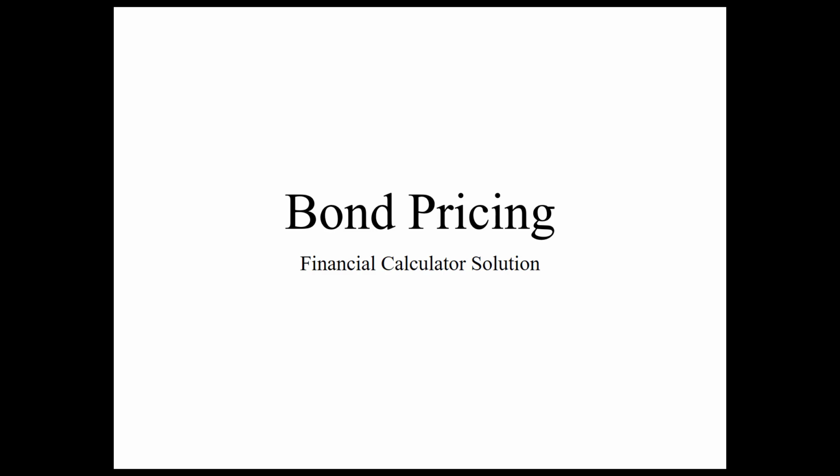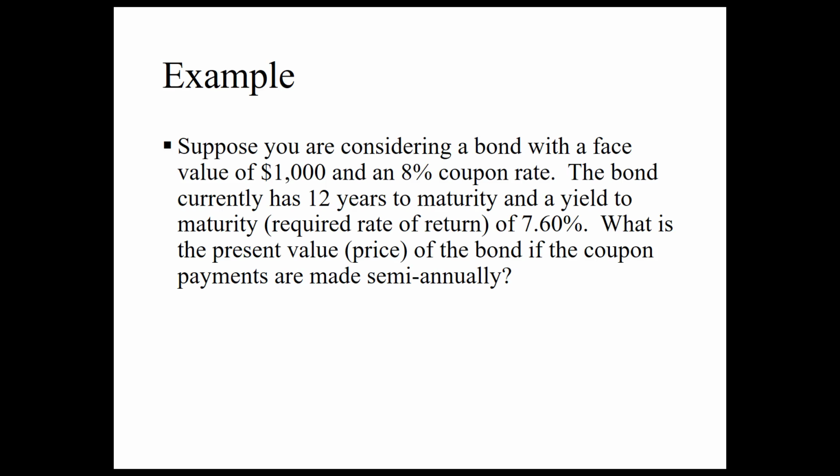This video will cover the financial calculator solution for determining a bond's price. If we have an example, suppose you are considering a bond with a face value of $1,000, that's our par value or our future value, and an 8% coupon rate. Our coupon rate will be used to determine our payment.